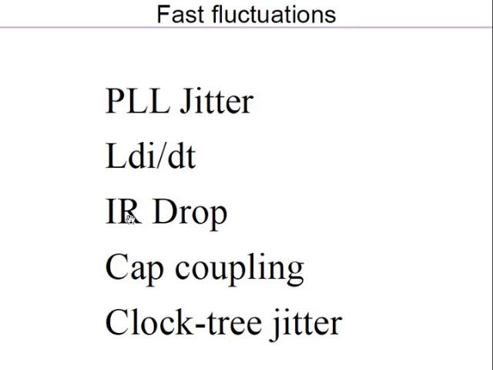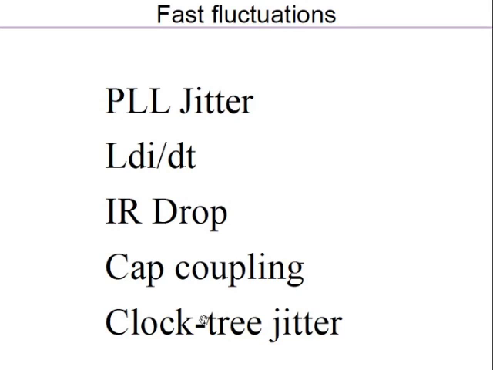So IR drop is a drop due to the resistance of the wires in the power supply, in the pins, etc. There is some resistance. It's different from L di/dt. L di/dt is related to fast changes. IR is just that when an average current, or even any current, flows through a resistance, there is a drop.